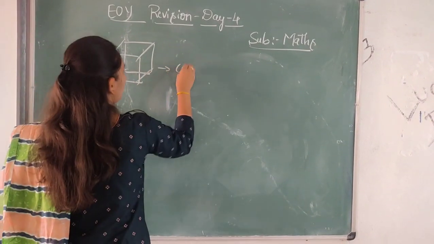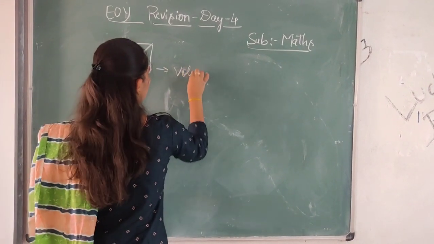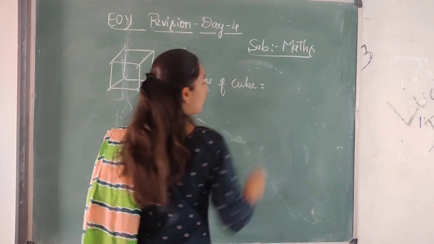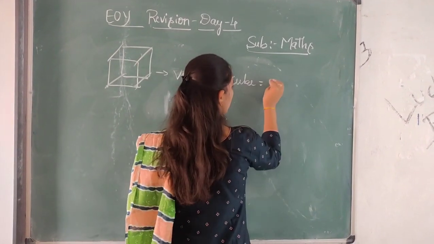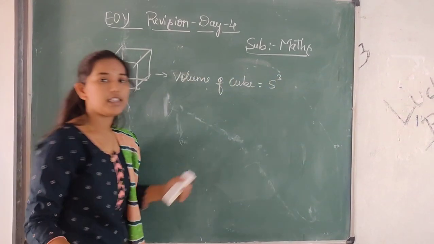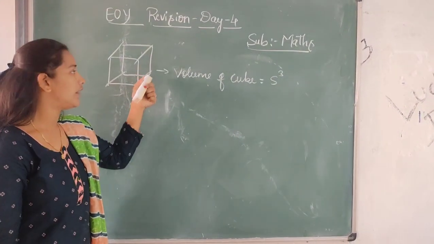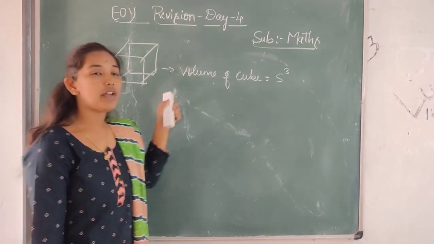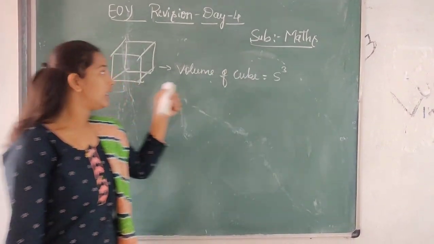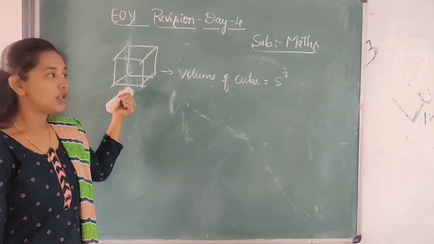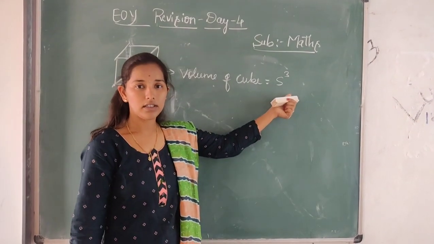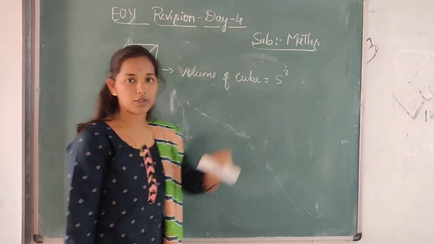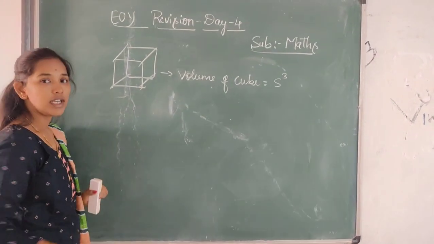The volume of a cube is S cube. S means the side of the given cube. Because a cube is made up of squares, in a square we multiply the two sides, but here the cube has 3 dimensions, so we multiply the length of 3 sides, that is S into S into S, which is S cube. So the volume of a cube is S cube.